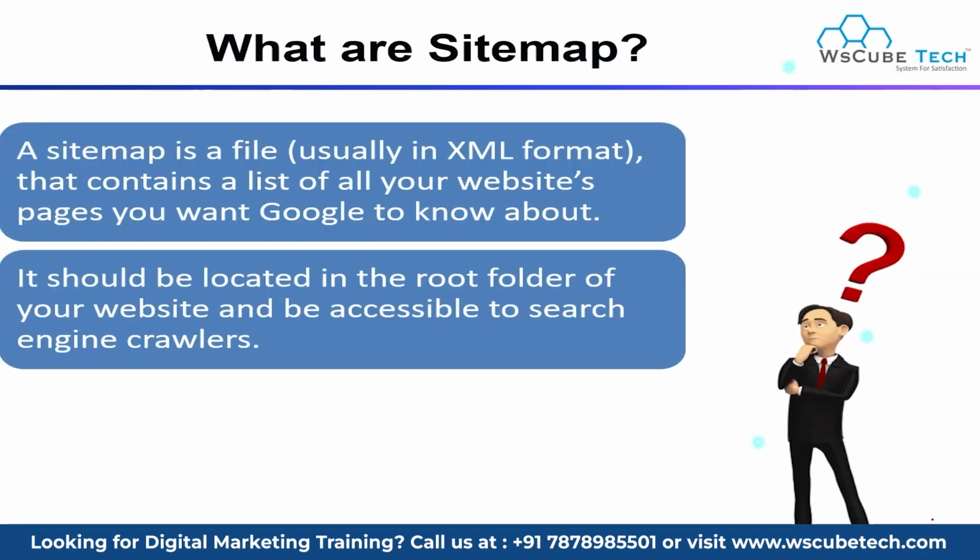First, understand what this sitemap is. A sitemap is a text file, usually in XML format, which contains a list of all your website pages you want Google to know about. It should be located in the root folder of your website and be accessible to search engine crawlers. What happens here? When a crawler first visits your website, it first finds your sitemap and crawls every URL mentioned in your sitemap.